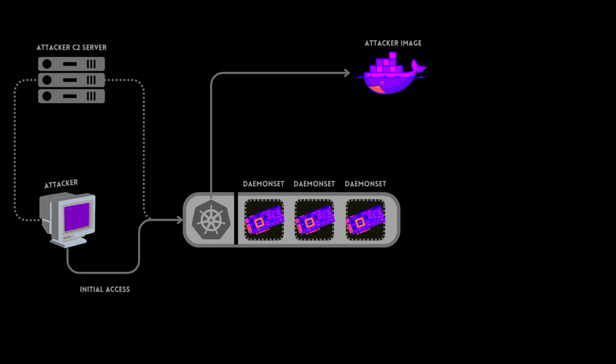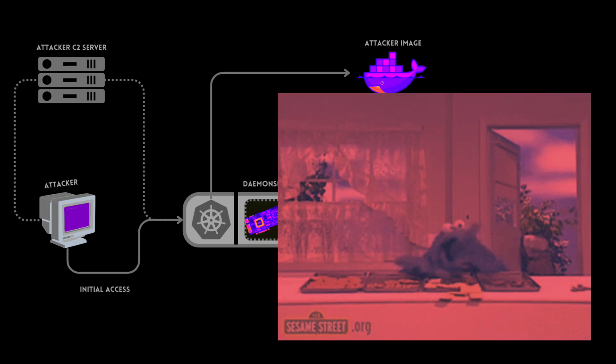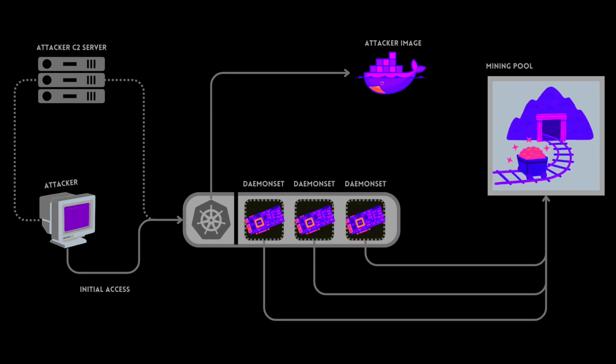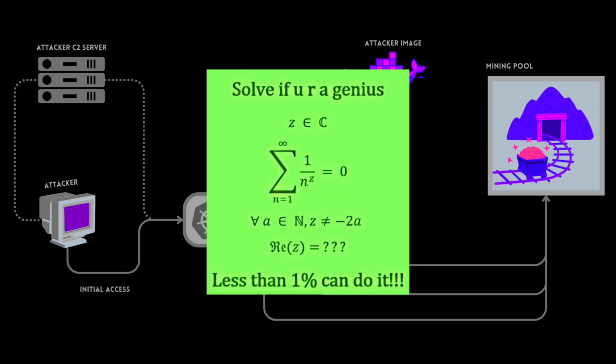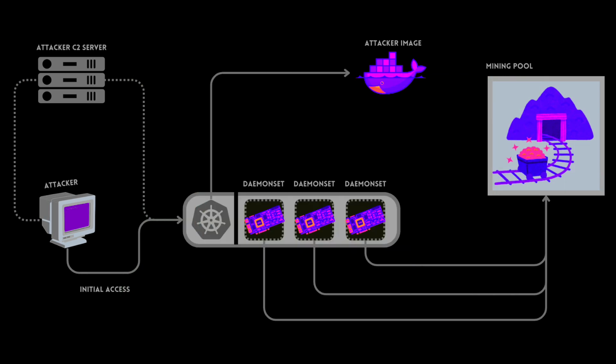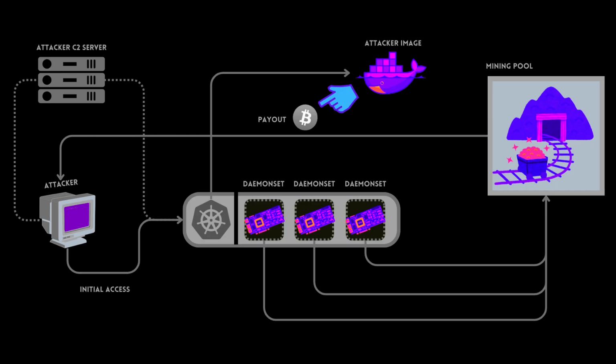Next step is to deploy the required Kubernetes manifest that will pull a malicious container image that will run as a daemon set. It is run as a daemon set to make sure it uses all worker nodes in the cluster. Once the daemon sets are running, they will now do the mining and regularly connect to a mining pool. Mining is done by solving complex mathematical problems. These are resource intensive, that's why they need large compute resources. Once a problem is solved, the attacker will now receive a payout in the form of cryptocurrency.